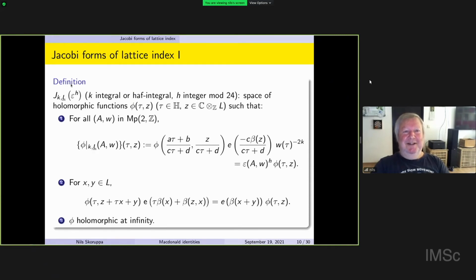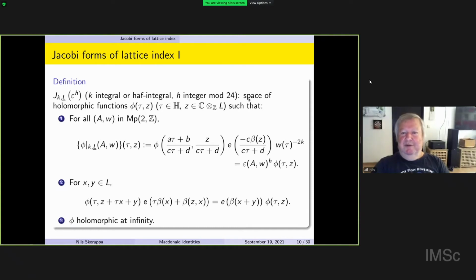So now finally I come to Jacobi forms of lattice index. As I said, we have three parameters for each space. Here we have the weight, which is integral or half integral; the lattice L from the slide before; and a character of Mp2(Z), some power of epsilon, and this h can be viewed as an integer mod 24, since there are only 24 characters.